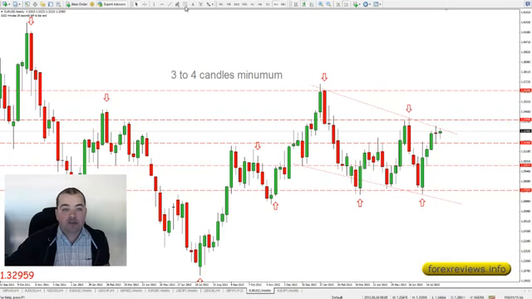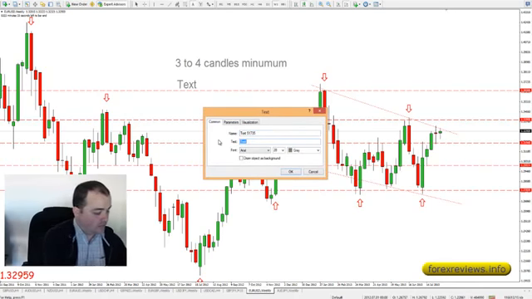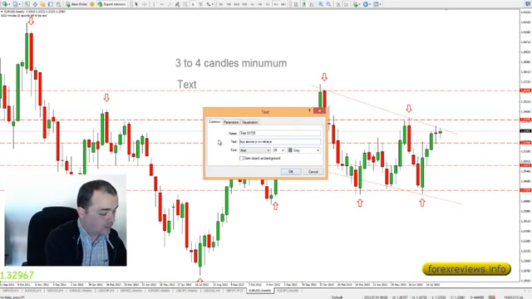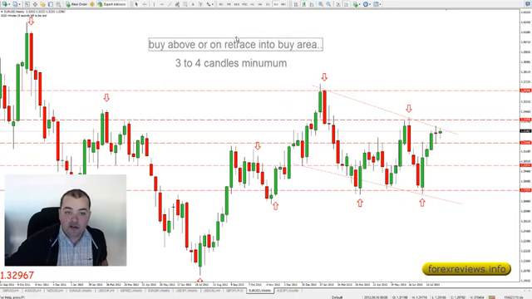But what's the second rule? Let me write it down. Buy above, or on retrace into the buy area. Okay, and I'll explain that in my future video on how to trade these. So you're either buying above the candle or you're buying on a retrace.